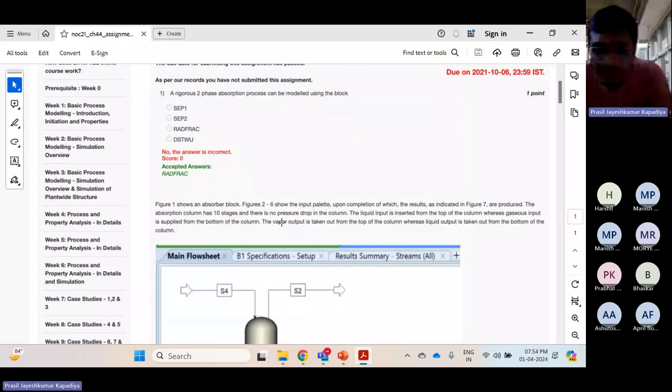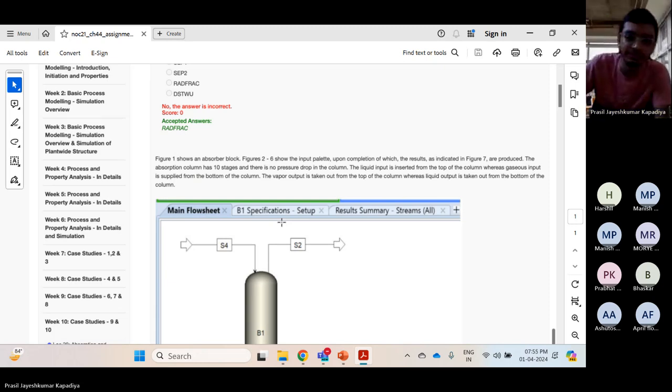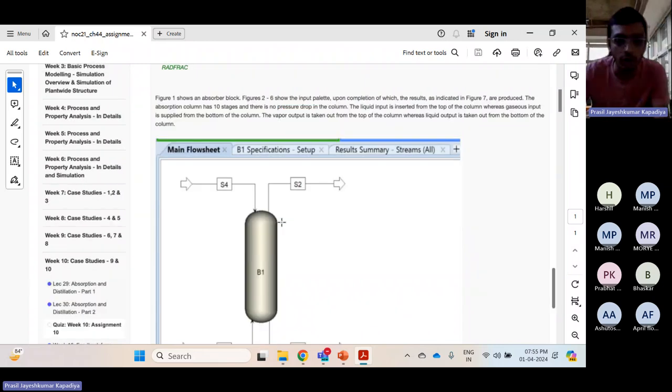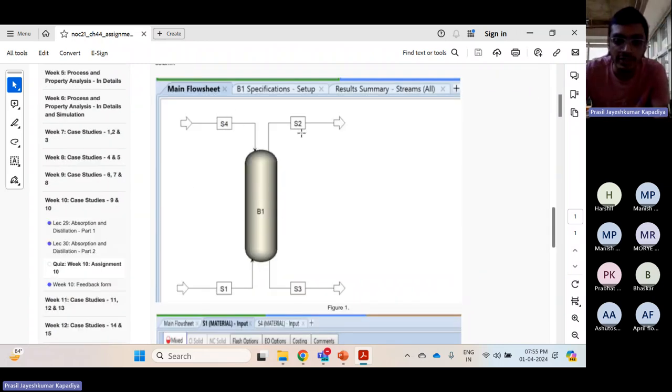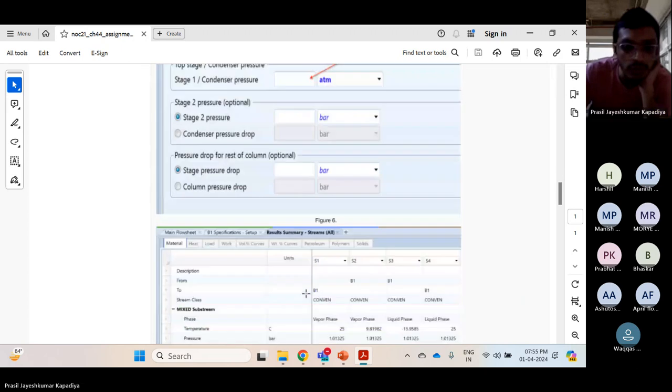The absorption column has 10 stages and there is no pressure drop in the column. The liquid input is inserted from the top of the column, whereas gas input is supplied from the bottom of the column. Is this obvious for an absorption application? Gas should be sent from the bottom. The vapor outlet is taken out from the top of the column, whereas liquid outlet is taken out from the bottom. So this is the column, B1 block, S1, S2, gas in from here, gas out from here, liquid in from the top, and liquid out from here. There are some questions that we are supposed to respond to.